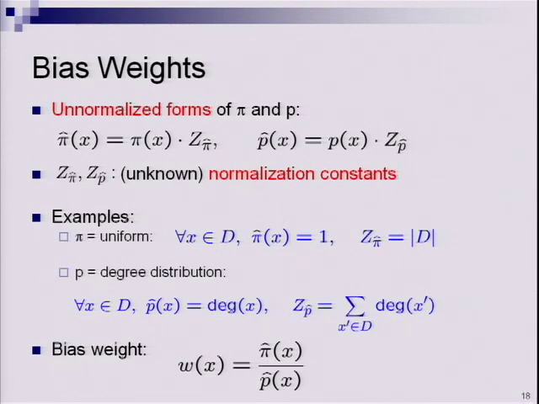So we don't really need to know pi of x and p of x. It's enough to know pi hat of x and p hat of x. And these are easier to compute, at least in our case. For x, pi hat of x is just 1, so we know it right away. p hat of x is just the degree of x, which we also argued is easy to compute. So in order to find these bias weights, we don't need the normalization constants that are unknown, the size of D and the sum of the degrees.